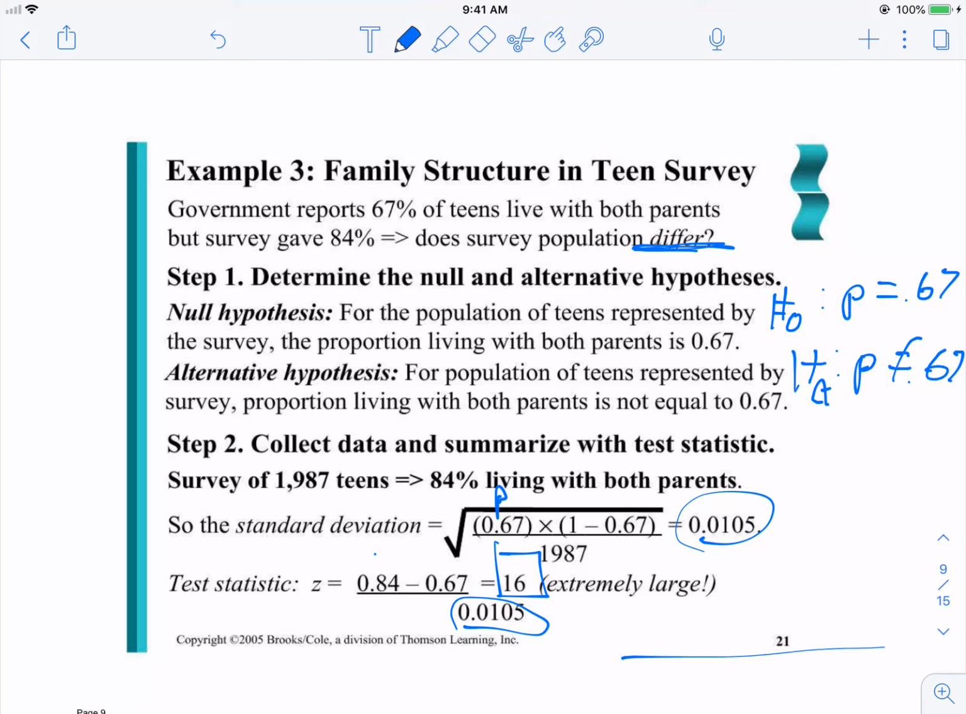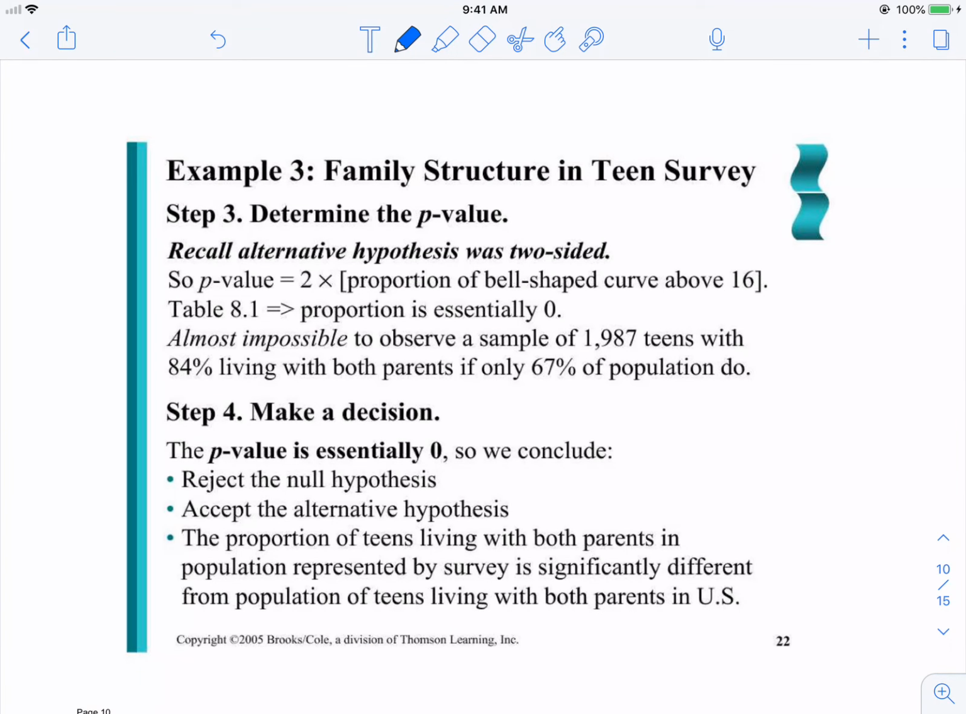That is an incredibly large number for this type of problem. Remember, here's our bell curve. Okay, there's our center, 0.67. Standard deviation is like 1%, so 0.68, 0.69, 0.70. We keep going all the way to the right until we get to 84%. That's 16 standard deviations away from that center. This is way off of our z-score chart because that decimal in the tail would be essentially 0. Okay? So the proportion is essentially 0.